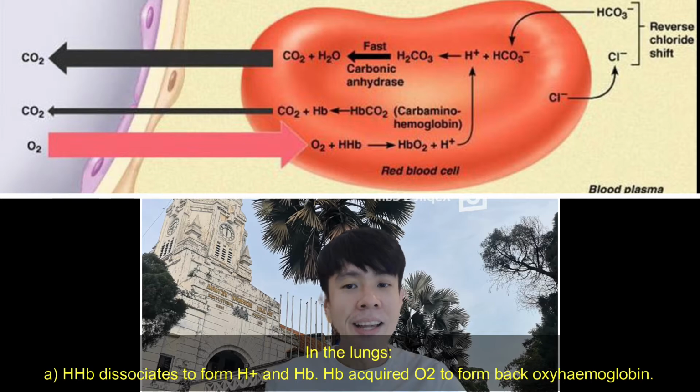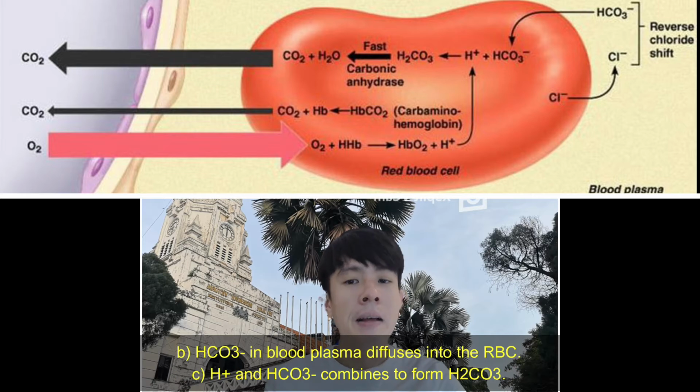In the lungs, A. Hemoglobinic acid dissociates to form H+ and hemoglobin. Hemoglobin acquires oxygen to form oxyhemoglobin again. B. Hydrogen carbonate ions in blood plasma diffuse into the red blood cell.